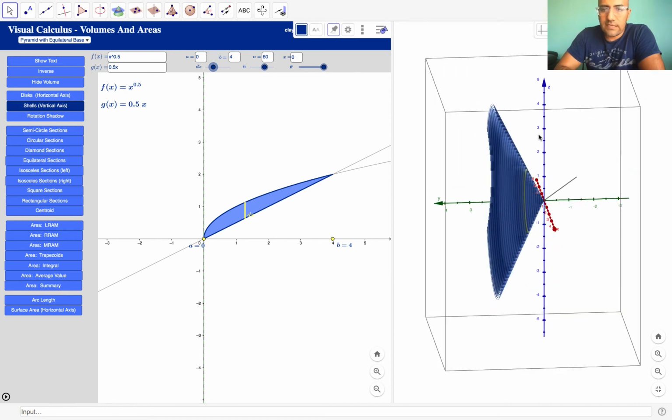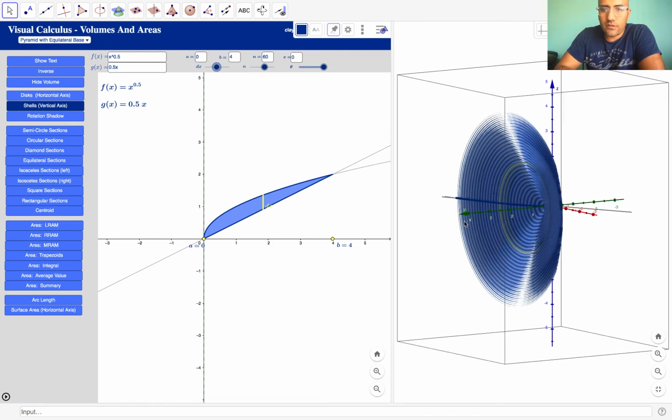And then as I start slicing, you see that I end up getting these washers that come out of this thing.